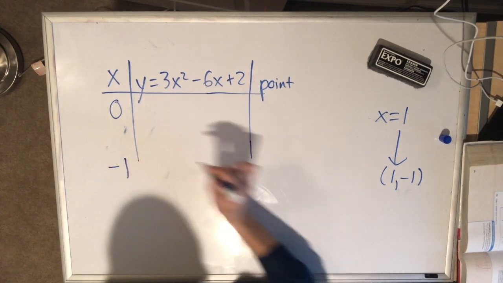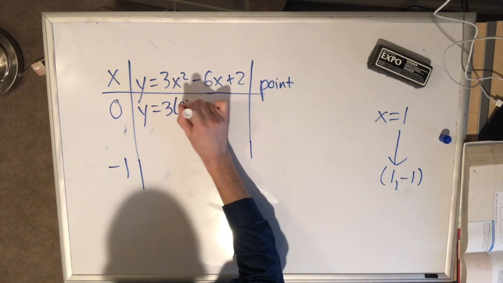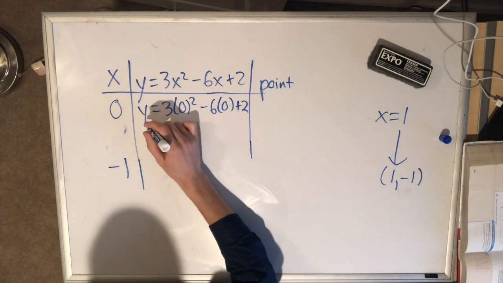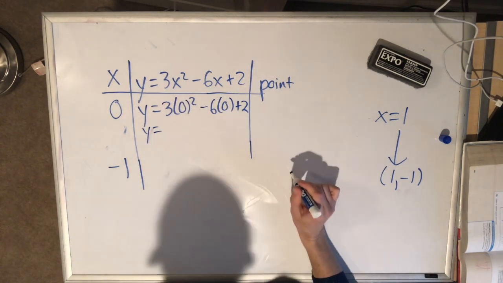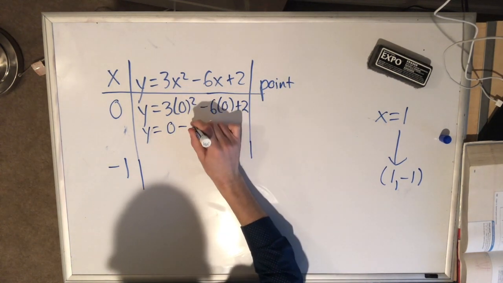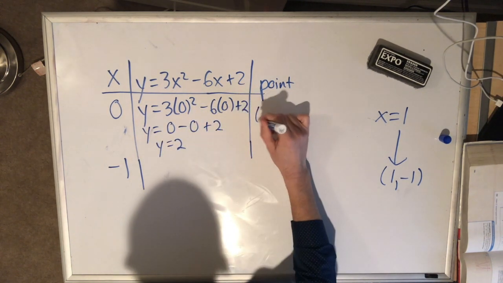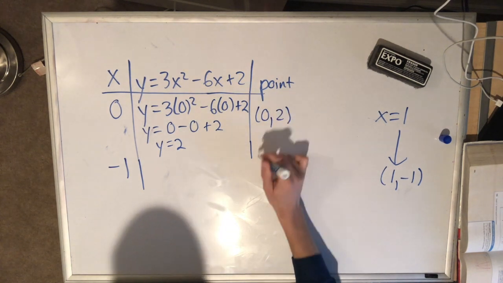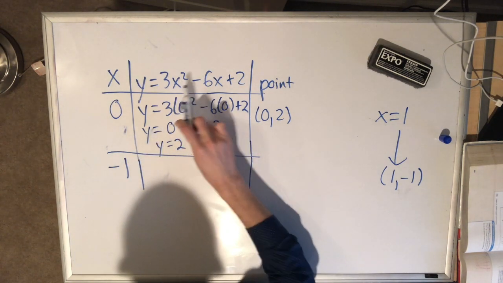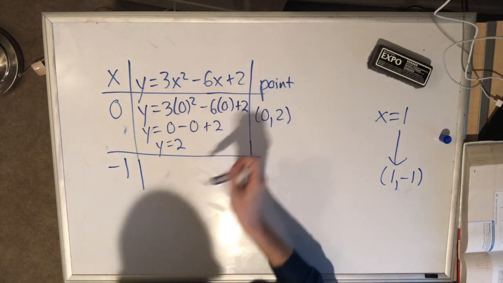All right, so substituting in 0 for x, that's y equals 3 times 0 squared minus 6 times 0 plus 2. 0 squared is 0, 3 times 0 is 0, and then 6 times 0 is 0, so we get positive 2. Y equals 2. So that's the point 0, 2. Anytime you have y equals a variable squared term, and then a variable term, and then a constant, the y-intercept is going to equal the constant.